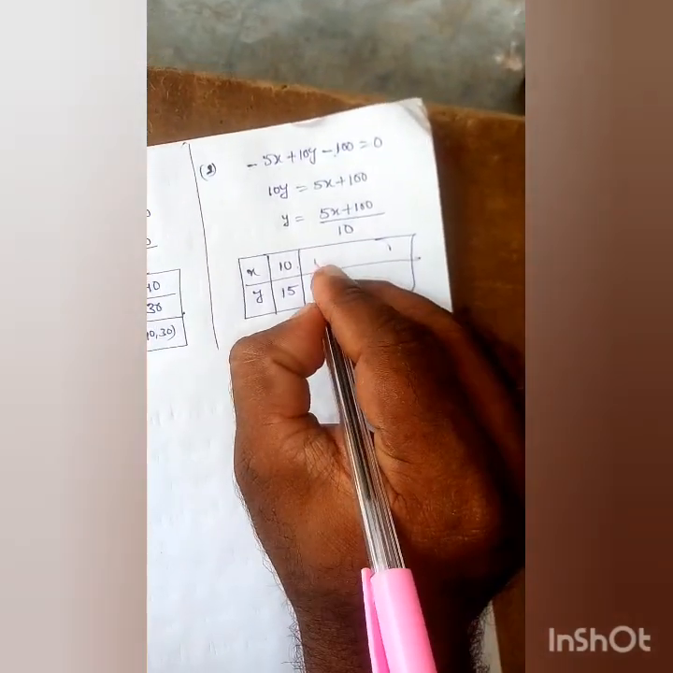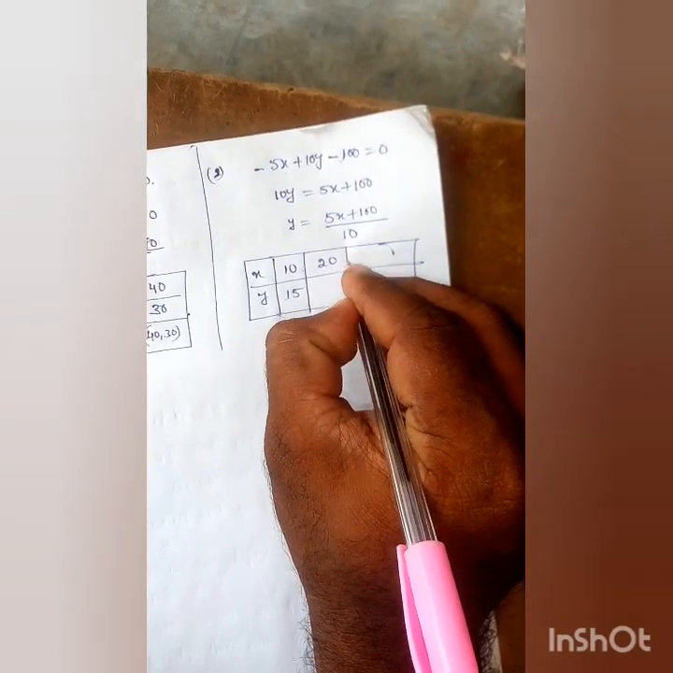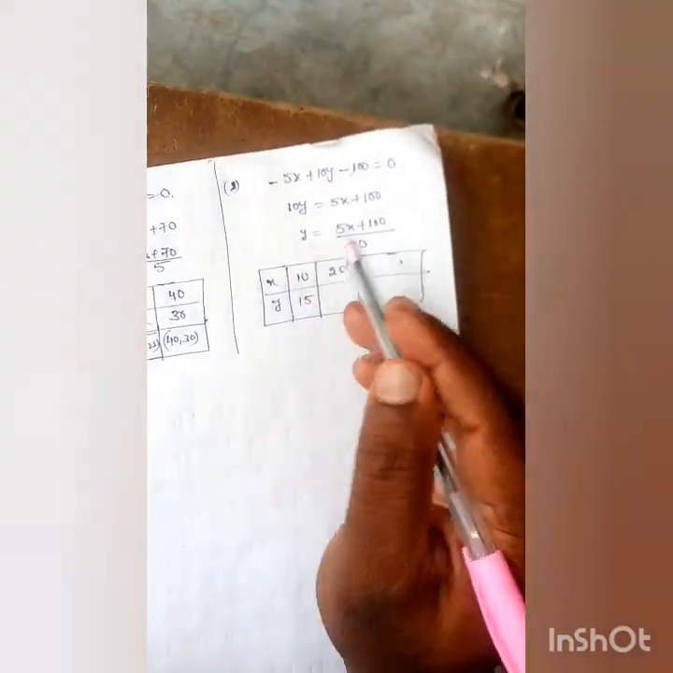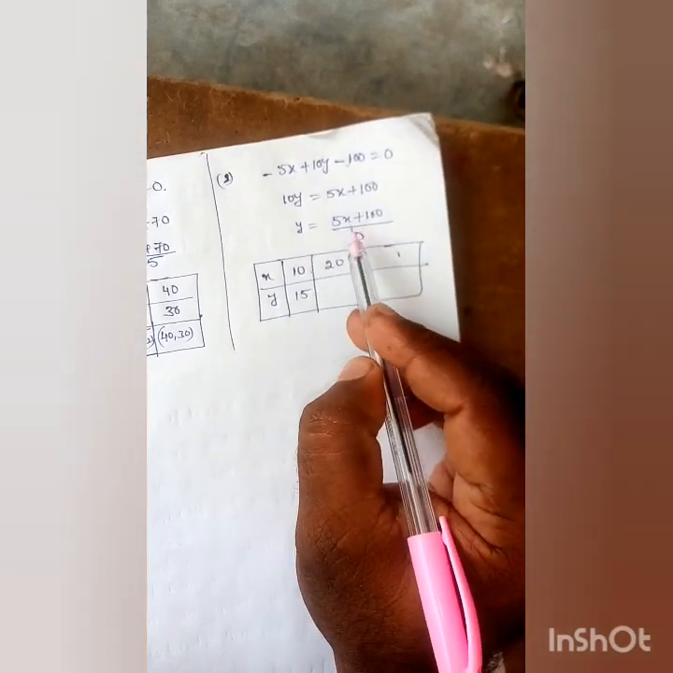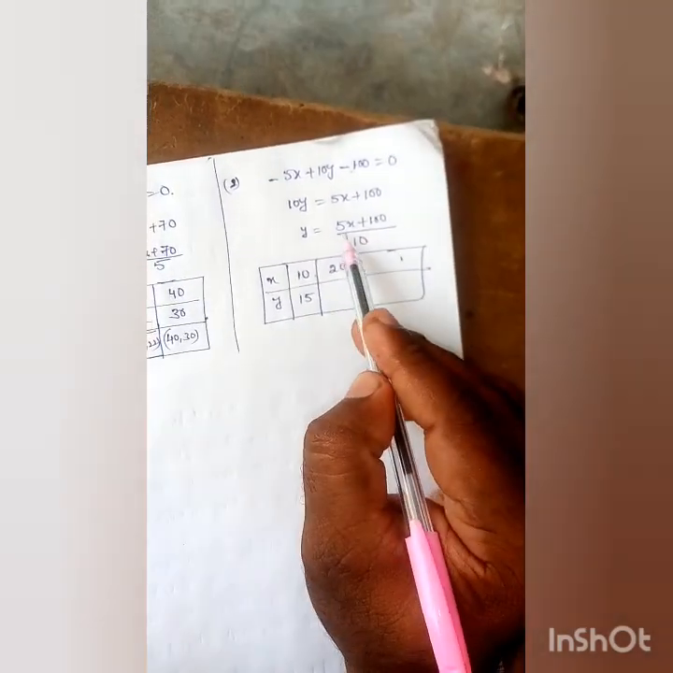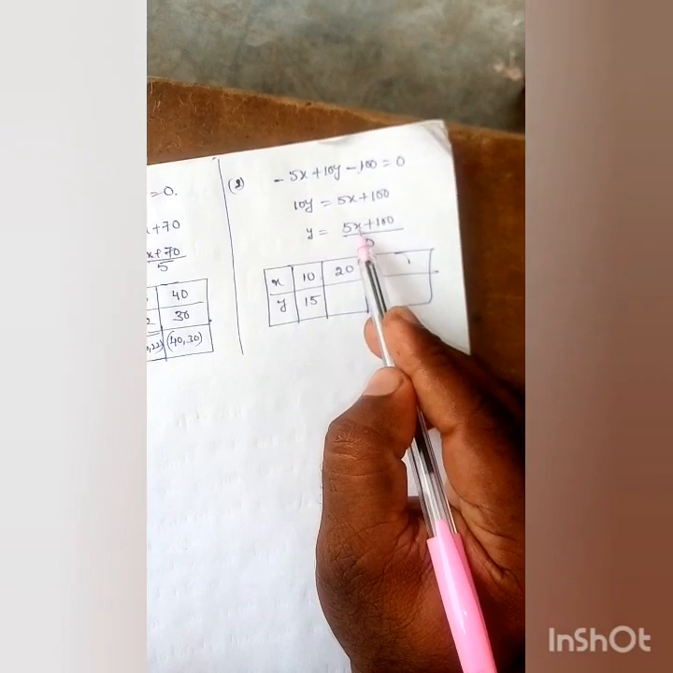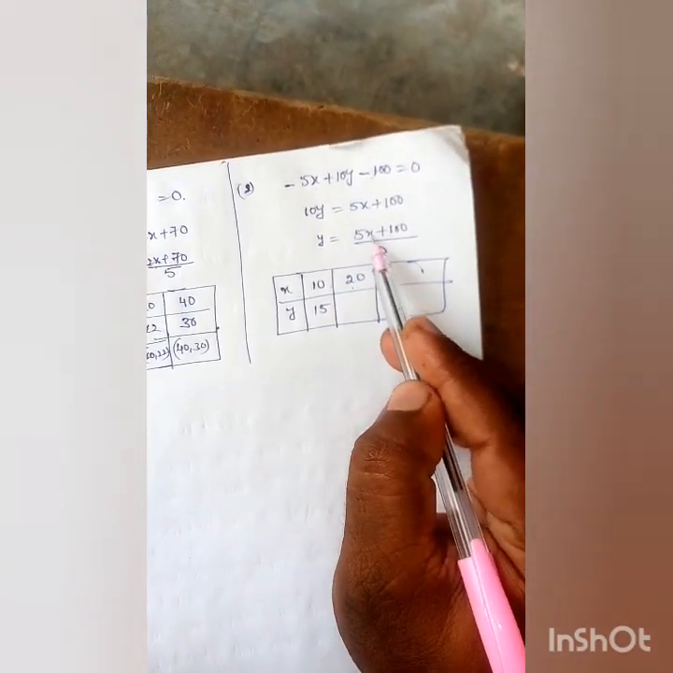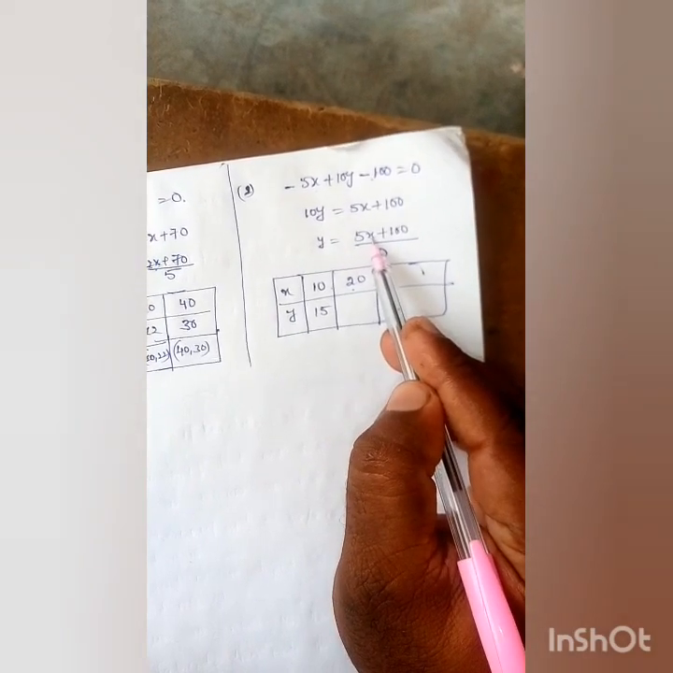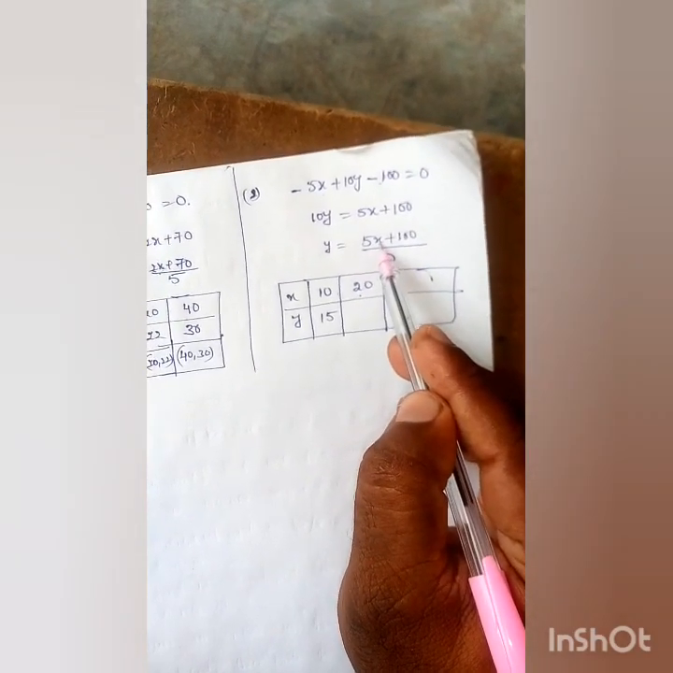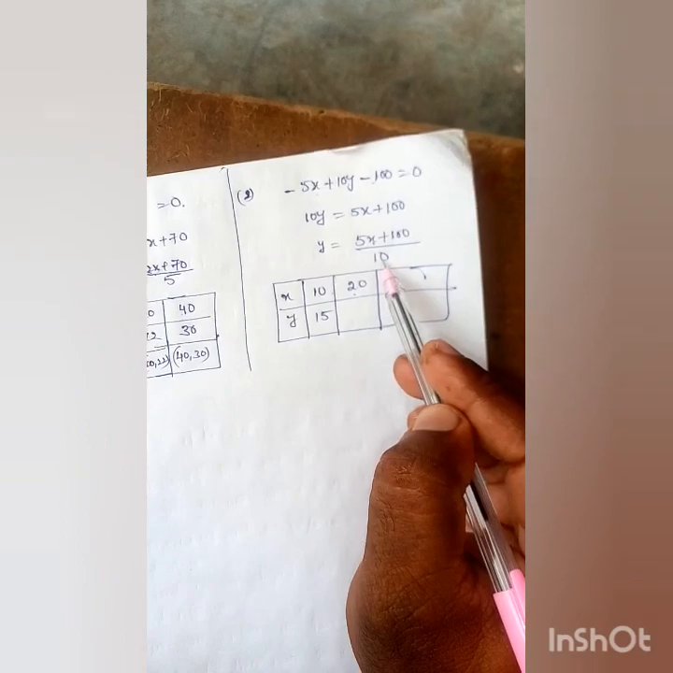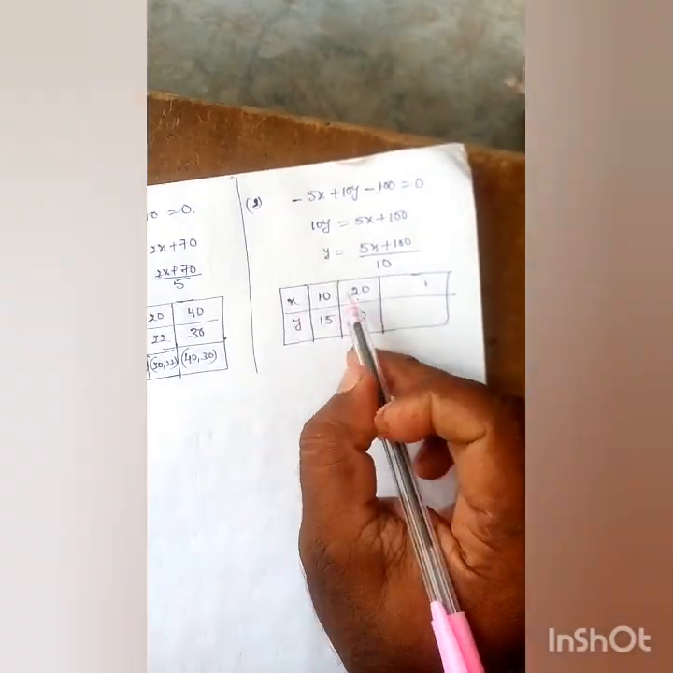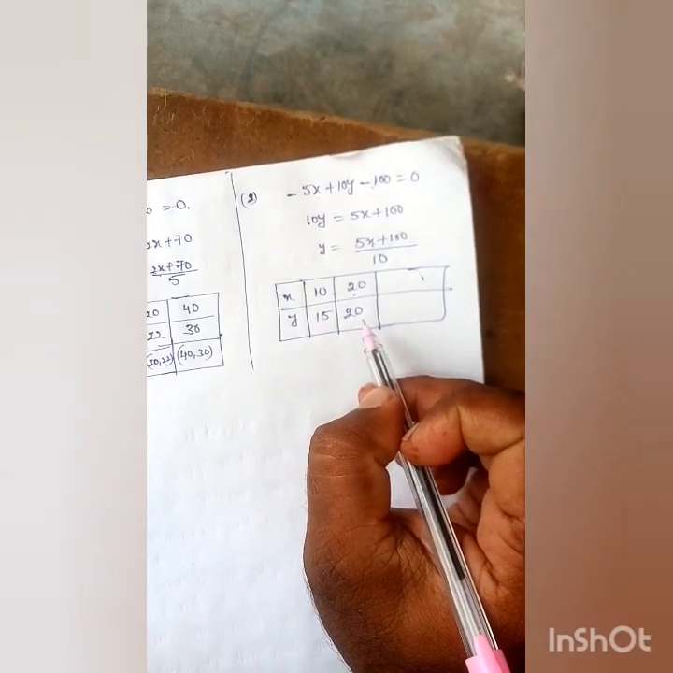Now I am taking x equal to 20. If x equal to 20, then what will be the y value? Let us calculate. We have to substitute 20 in the place of x. 5 into 20. 5 20s are 100. 100 plus 100, 200. 200 by 10, 20. 10 20s are 200. So if x equal to 20, then y value is also 20.